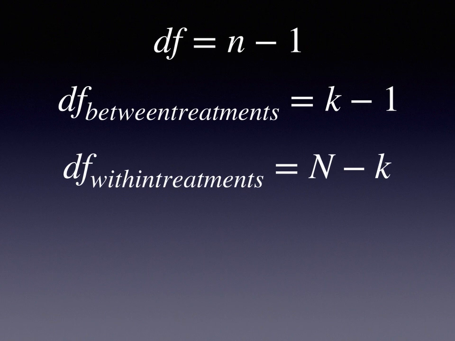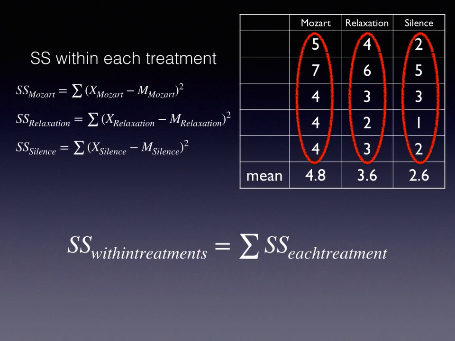For degrees of freedom within treatments, it's calculated as big N minus K. That's the number of scores that you have minus the number of groups that you have. But if we go back just a couple slides to here, you can see that the degrees of freedom for the Mozart condition would have been little n minus 1, so 5 minus 1 is 4. For the relaxation condition, it's little n minus 1, which is again 5 minus 1, which is 4. Silence is the same thing, 4 degrees of freedom. And then you just add up all the degrees of freedom within each one of these treatments. So it'd be 4 plus 4 plus 4 is 12.